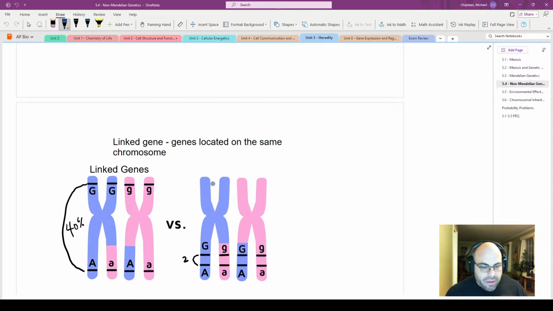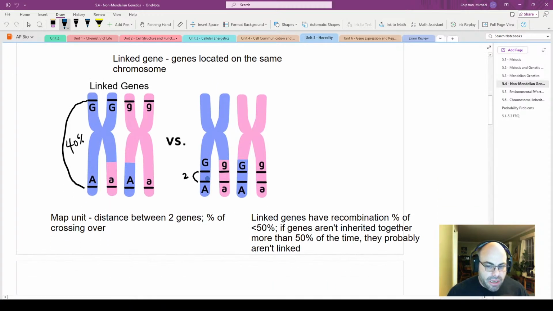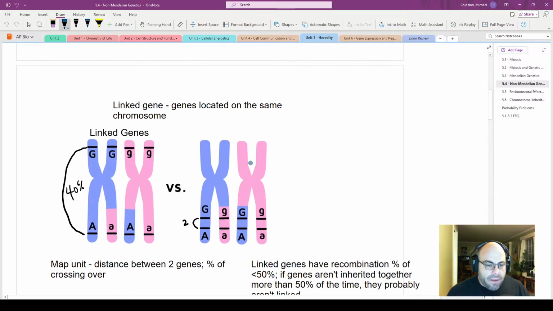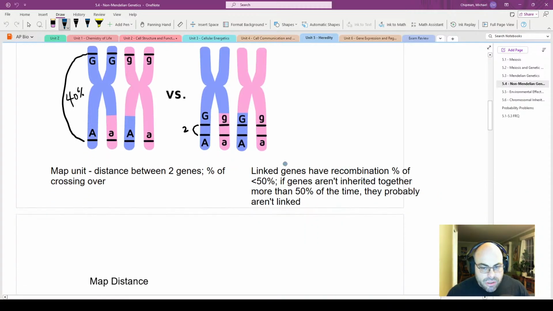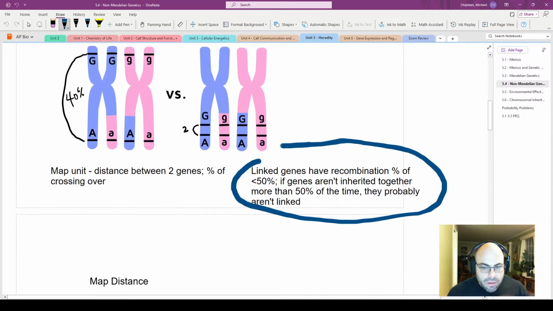Linked genes is definitely in there. And what is linked genes? Linked genes are genes that are located on the same chromosome, and they're more likely to be inherited together than not. And so here's this rule down here, which is a good rule, that I'll circle in giant blue pen.